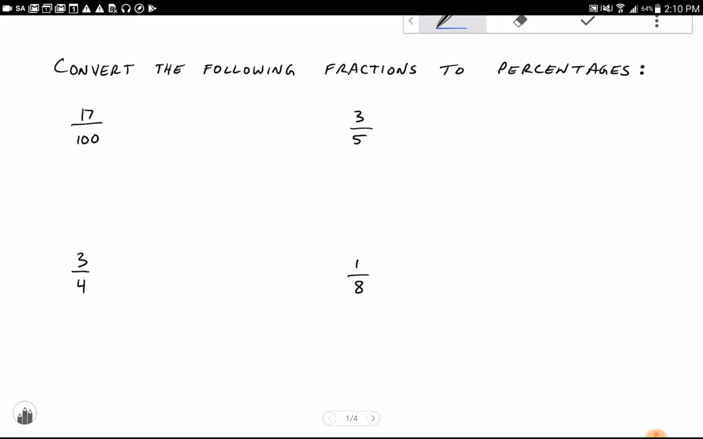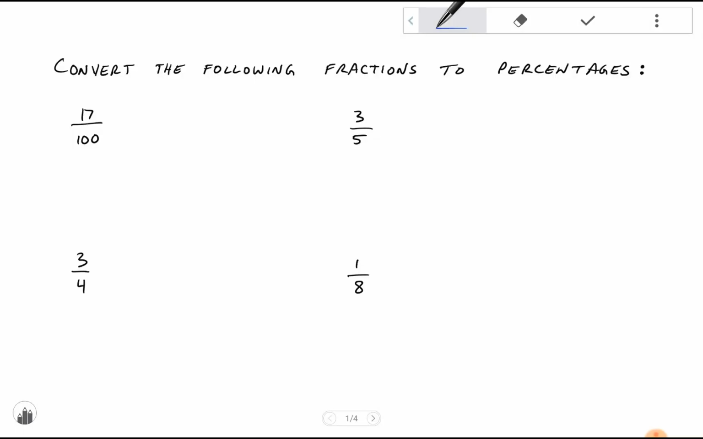Conversion of fractions and percentages. Convert the following fractions to percentages. Let's look at this guy, 17 over 100. So we need to make this into a percentage.